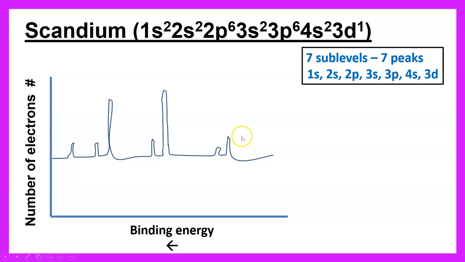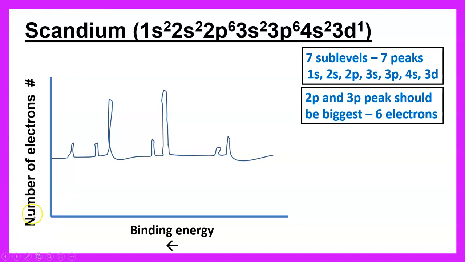Trying to identify the peaks, well, let's see, my energy increases on the left, so the furthest to the left should be the highest energy, closest to the nucleus, most energy, and we should be able to guess that the 2p and 3p should be the largest, because look how many electrons we have in there. We got 6 electrons in each of those sublevels.